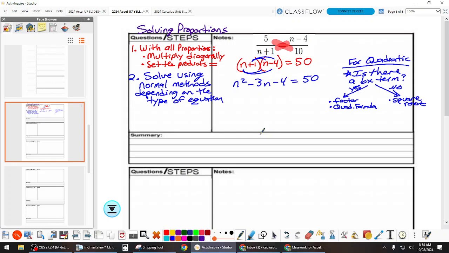Okay, so we do have a bx term. Let's subtract the 50. I feel like that should be added in here. So set equal to 0, factor, just stick it in there, like put a little arrow if you want. Set equal to 0 first.